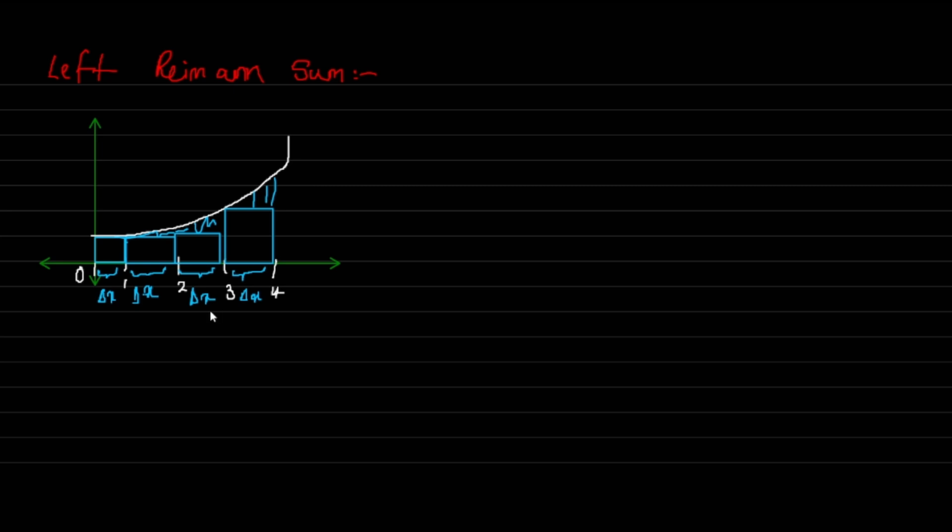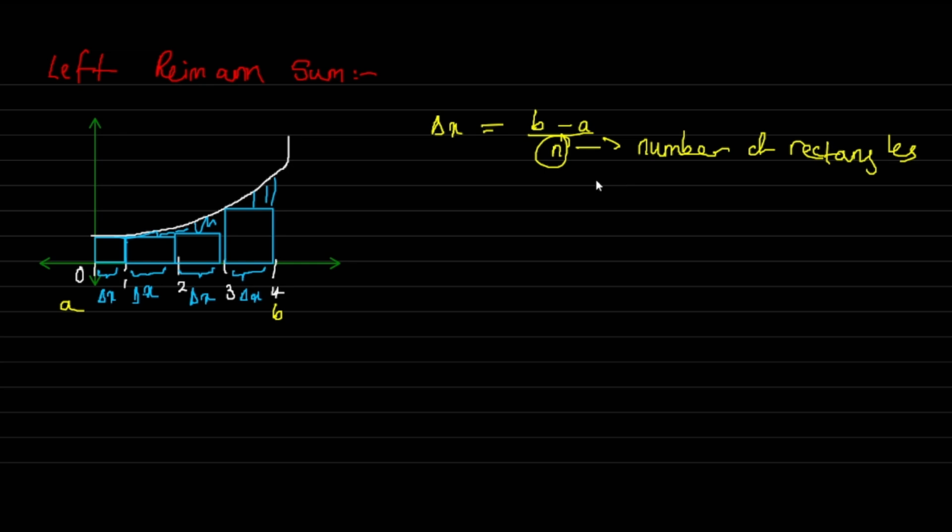So how do we calculate delta x before we even talk about sums or anything? The simplest way to calculate the width of a rectangle will be to take the upper limit, which in this case, I'll mark them. This is A and this is B. So delta x will be the upper limit minus the lower limit over n, where n is the number of rectangles that I want to use to approximate the area.